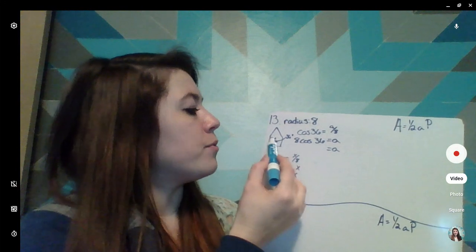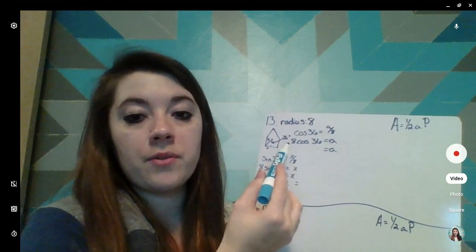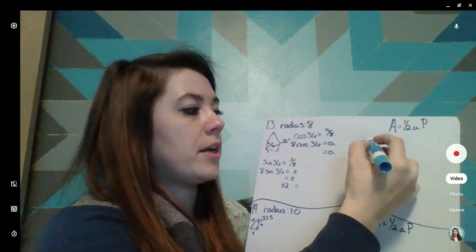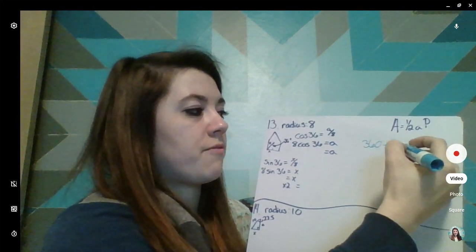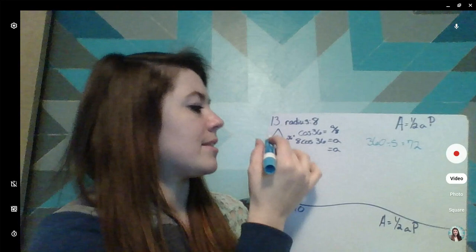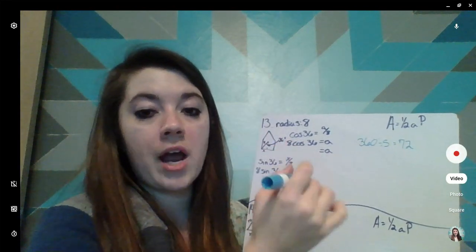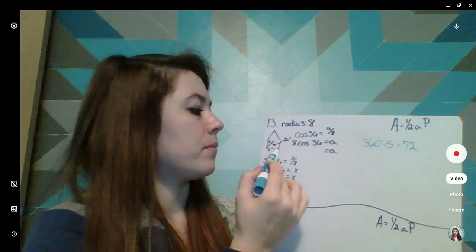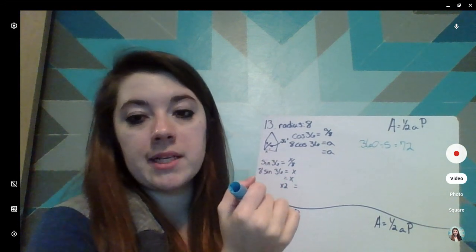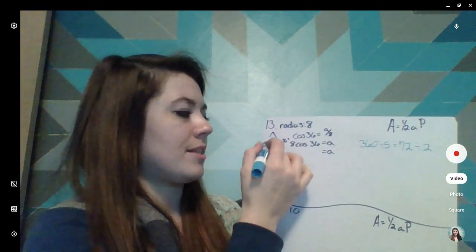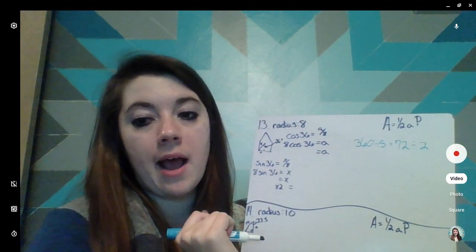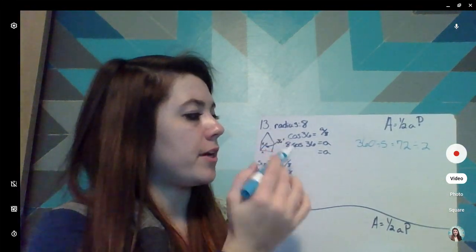Now, using 36, so how I found the 36 is I took 360 and divided it by 5, which gave me 72. So that's the central angle. That'd be the full triangle from corner to corner, not when we split it down the middle. And then I divided that by 2 to find what just half of it is, since I split it in half. So that's how I got the 36.